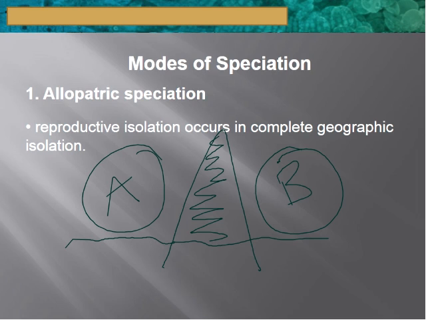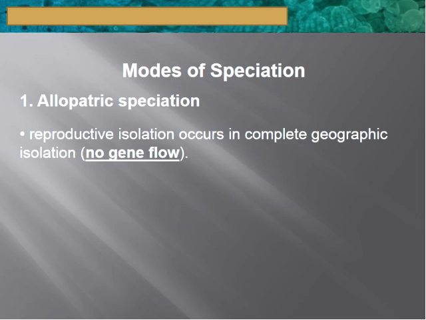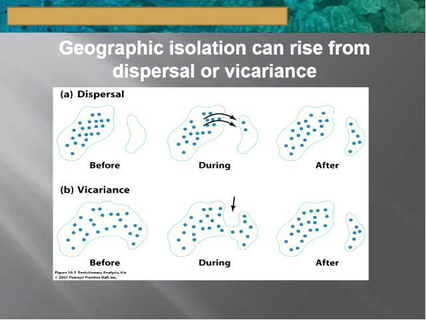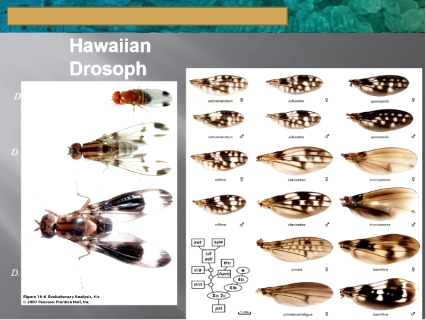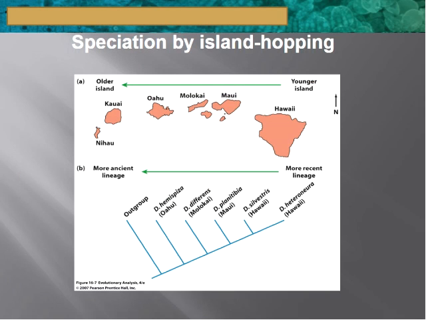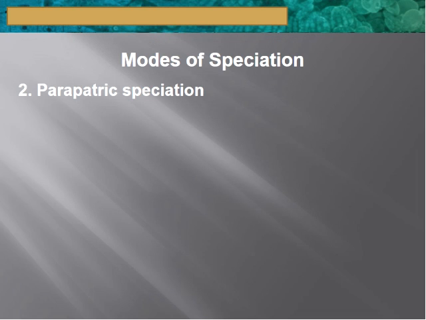This has happened, for example, with wolves and coyotes. They change over time. There's no gene flow from one side to another. Here's an example of that. We'll go to the next one. Here are some flies, the same concept: they moved from older islands to newer islands, and they became different species as they moved from one group to another.